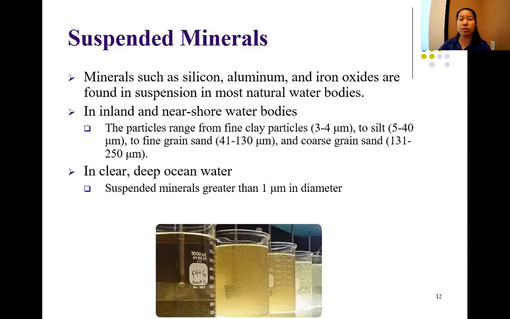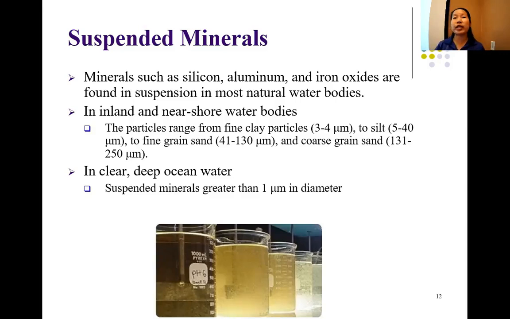So minerals such as silicon, aluminum, and iron oxides are found suspended in most natural water bodies. In inland and nearshore water bodies, the particles typically range from fine clay particles of 3 to 4 μm, to silt of 5 to 40 μm, to fine sand grains of 41 to 130 μm, and coarse sand grains, which are 131 to 250 μm. So this has been one of the common studies.